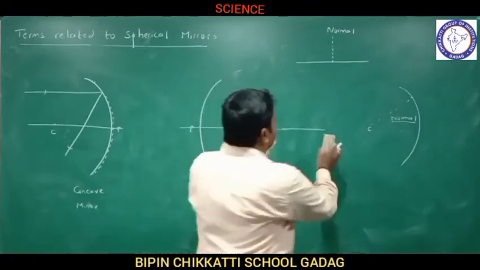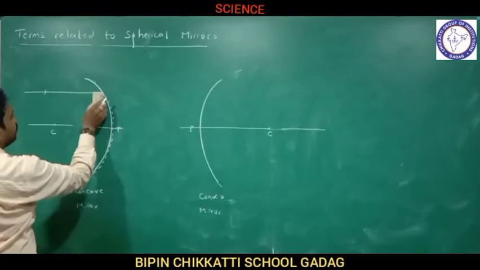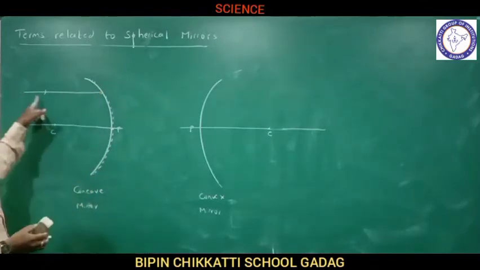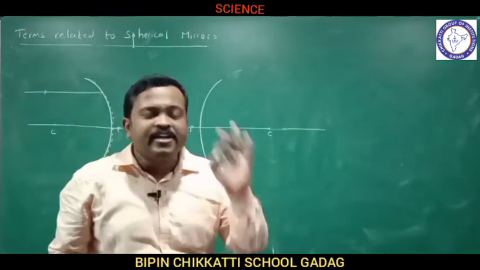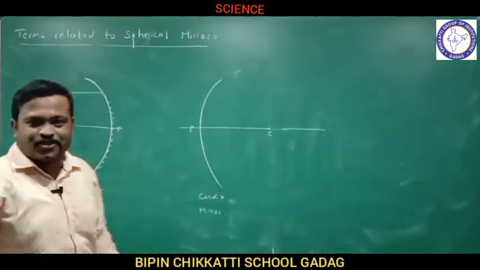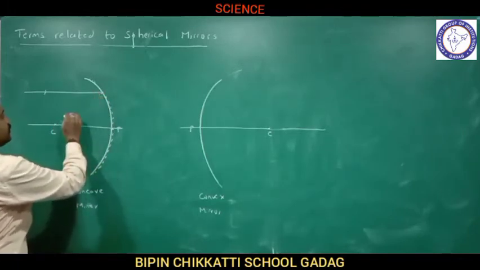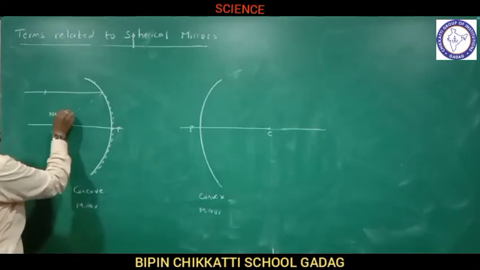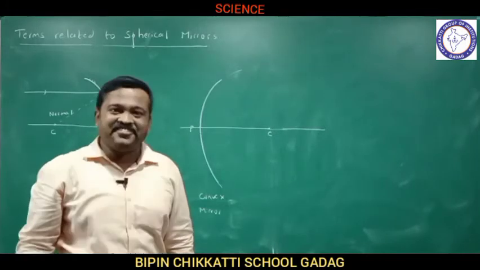After understanding this, let me tell you why the ray passes through here. This is the incident ray which falls on the mirror. If an incident ray falls on the mirror, it must obey the law of reflection. Let us check it. At this point, I need to draw the normal. The normal is a line for a spherical mirror which passes through the center of curvature.